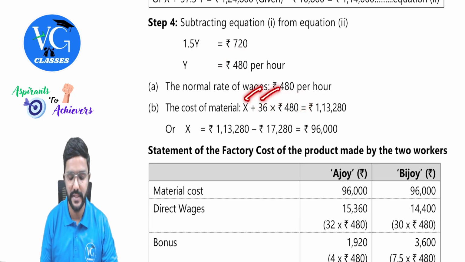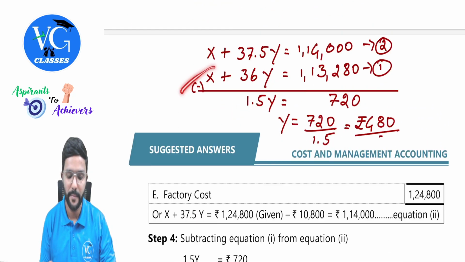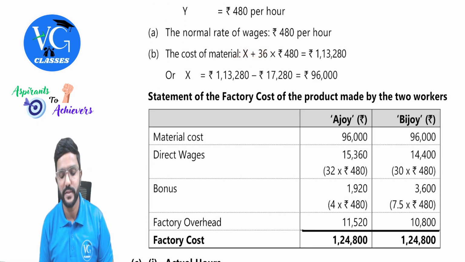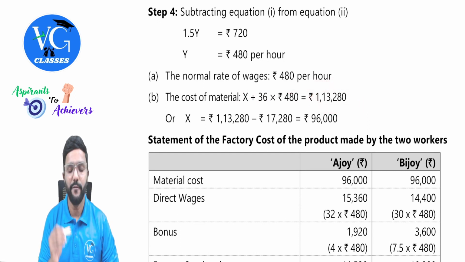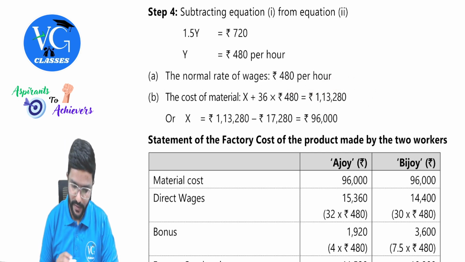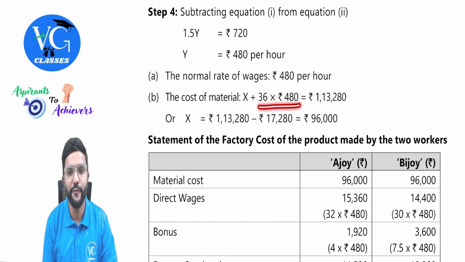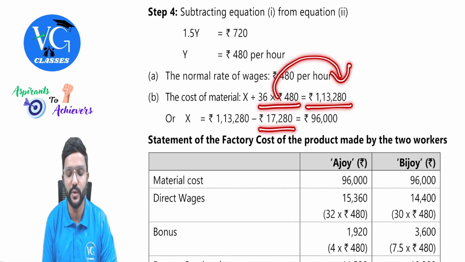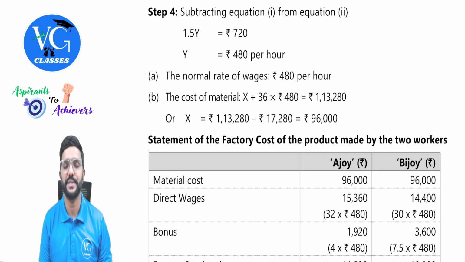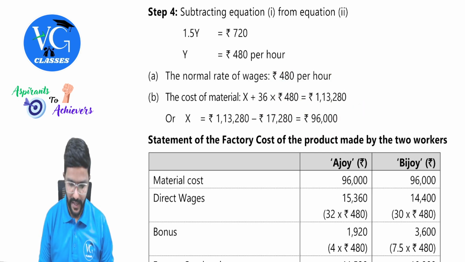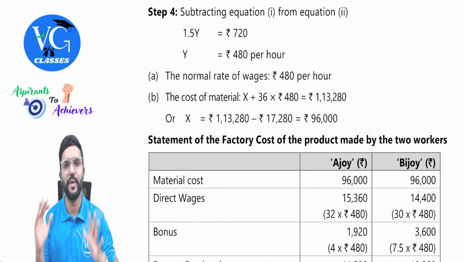So x plus 36y, that is, I guess, equation number 1. Yeah, x plus 36y it was. So y now replaced with 480 will give us 1,13,280. So that will help us to get the x value. How is it? 36 into 480 you do. You take it to the other side, it becomes minus. So 1,13,280 minus 17,280 will give us x is equal to 36,000. X is nothing but material cost, guys. Actually, you can stop it here itself because this is the requirement of the question.